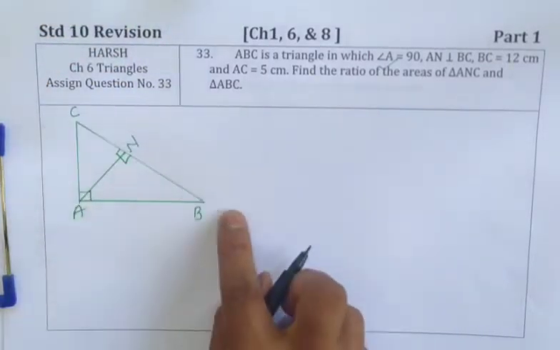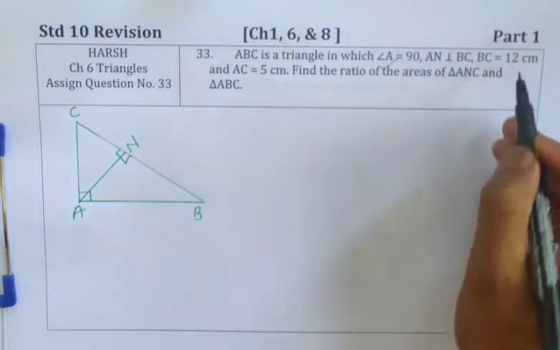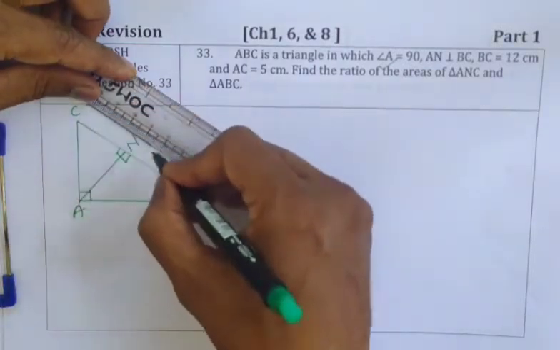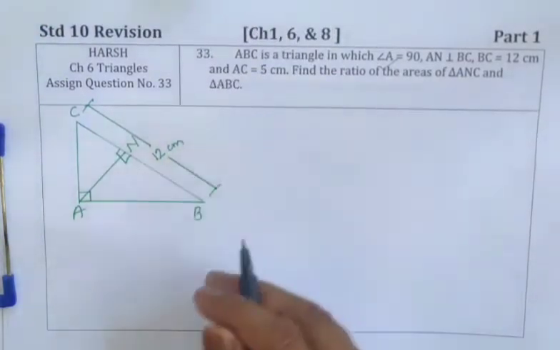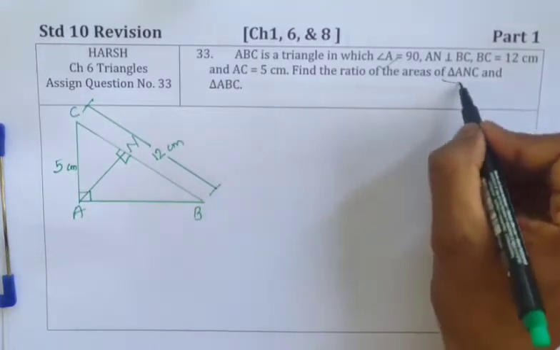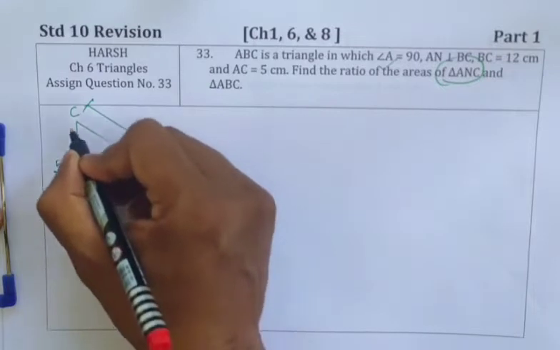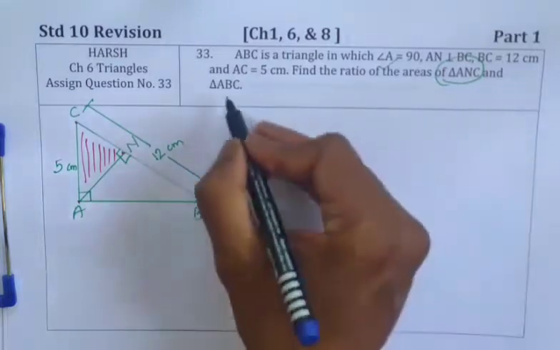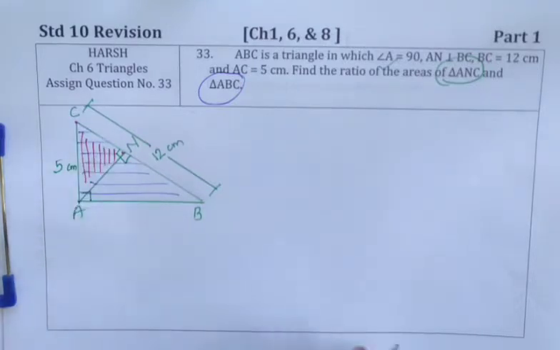Children, AN is altitude on the hypotenuse. We have got result for it. I hope you remember. Let's see. BC is 12. All right. This is BC and it is 12 centimeter. AC is 5. Here is AC. That is 5. Then find the ratio of area of triangle ANC. Where is triangle ANC? A is here, N is here, C is here. So this is triangle ANC. Alright? Okay? And triangle ABC. Alright, that is the original triangle. This is triangle ABC.